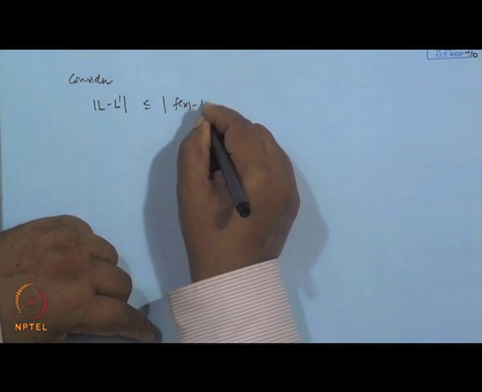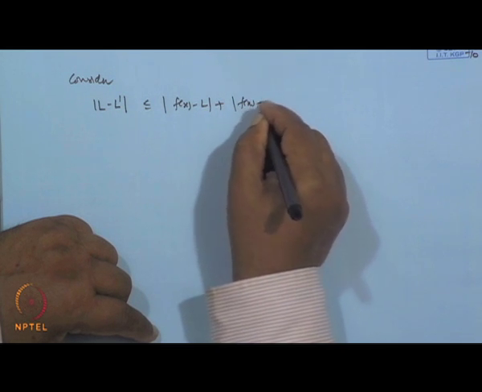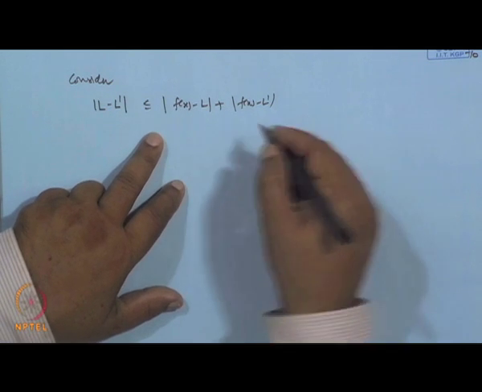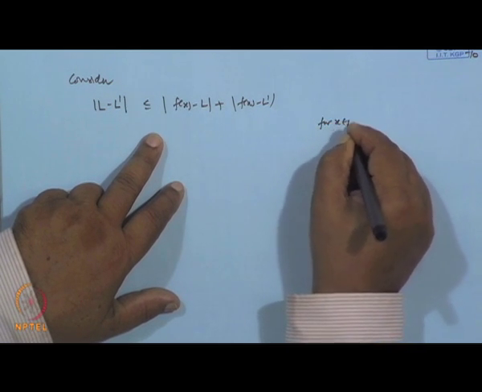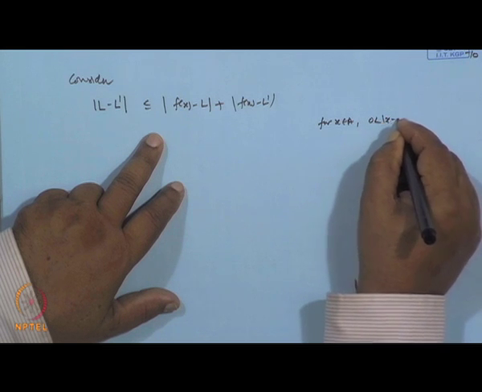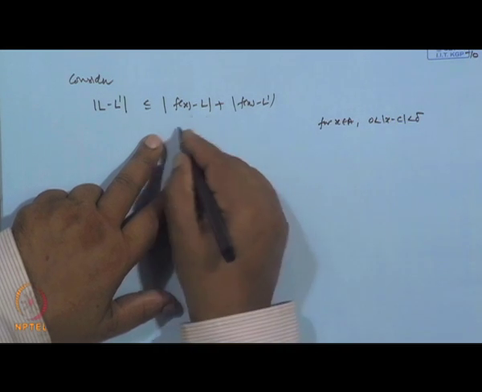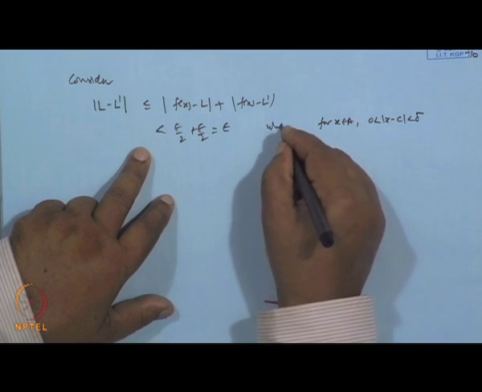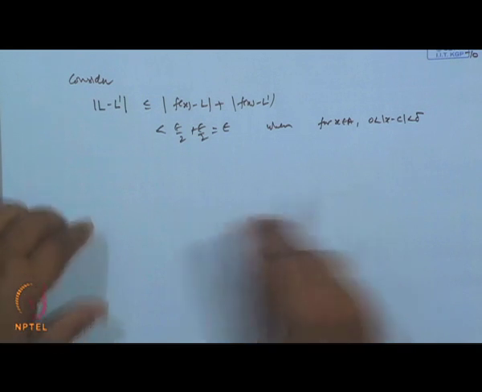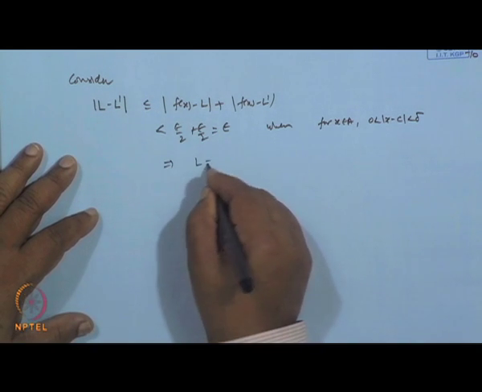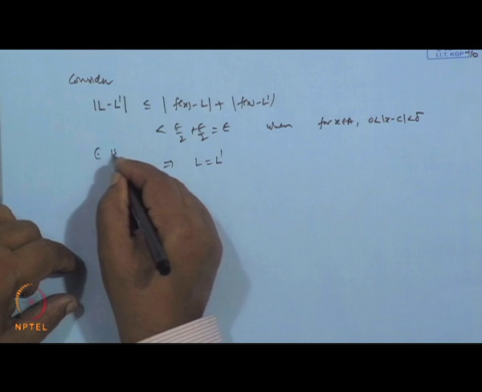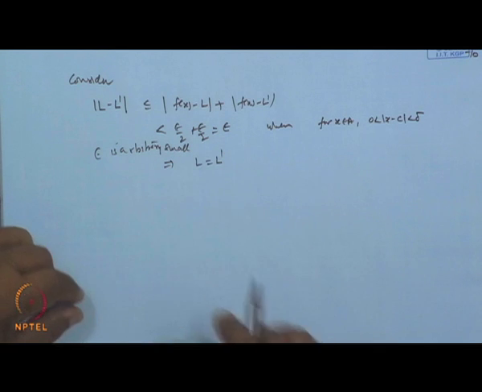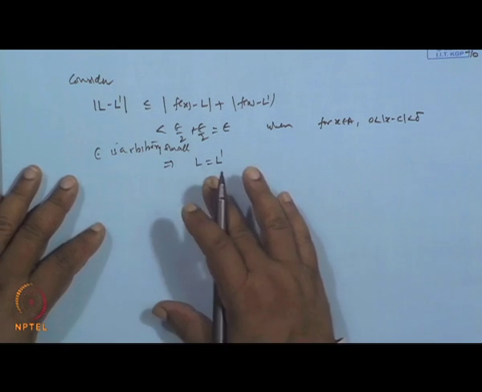So, we can write |f(x) minus L| plus |f(x) minus L dash|, but |f(x) minus L| is less than epsilon by 2, for all x belongs to A and 0 less than |x minus c| less than delta. This is also less than epsilon by 2. So, what it shows is that L equals L dash, because epsilon is arbitrarily small. So, we can get L equal to L dash, that is the limit will be unique.